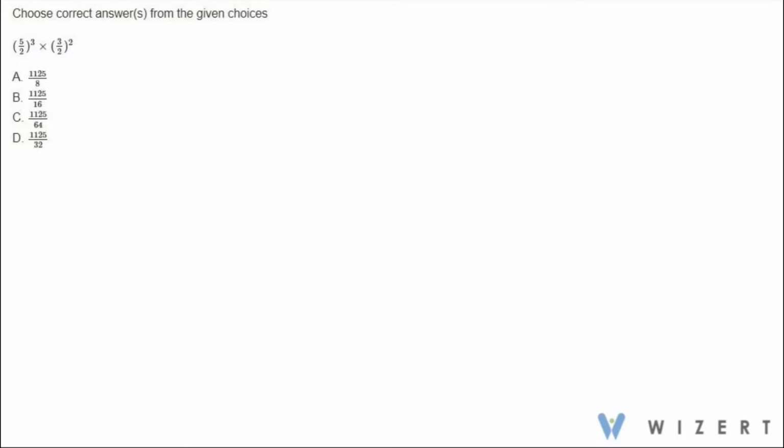We have this question here. Choose correct answers from the given choices. We have to simplify this expression. So we have (5/2)^3 multiplied by (3/2)^2.